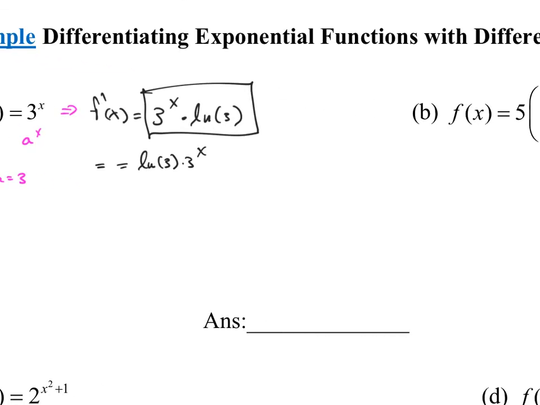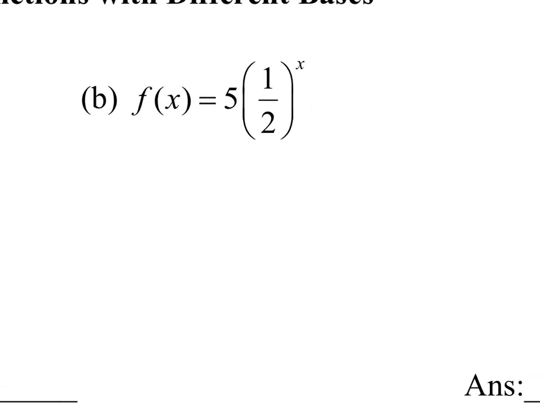Let's go on and make it a little more complicated. Let's look at example B here. It says, what is the derivative of 5 times 1/2 to the x? I want to tell you what I see a lot on the test when students are panicking. I see a lot of students say this is the same thing as 5/2 to the x. That is absolutely 100% mathematically incorrect.